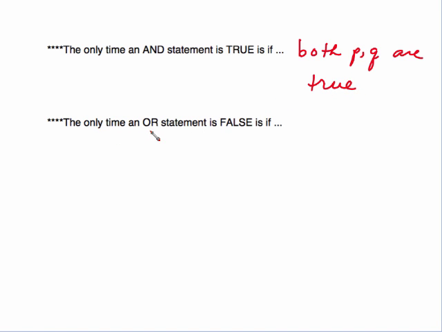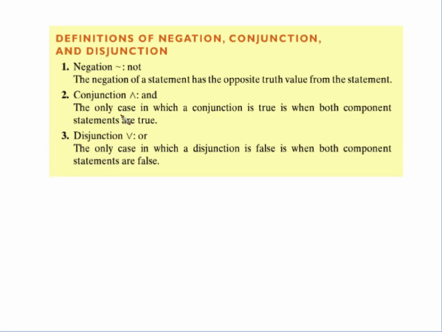The only time an or statement is false is if both P and Q are false. So those two statements might help you keep straight the difference between the two truth tables. So a little conclusion here. Negation, which is the tilde, is not. The negation of a statement has the opposite truth value from the original statement. The conjunction, that's the upside down V, kind of looks like an A, which would stand for and.